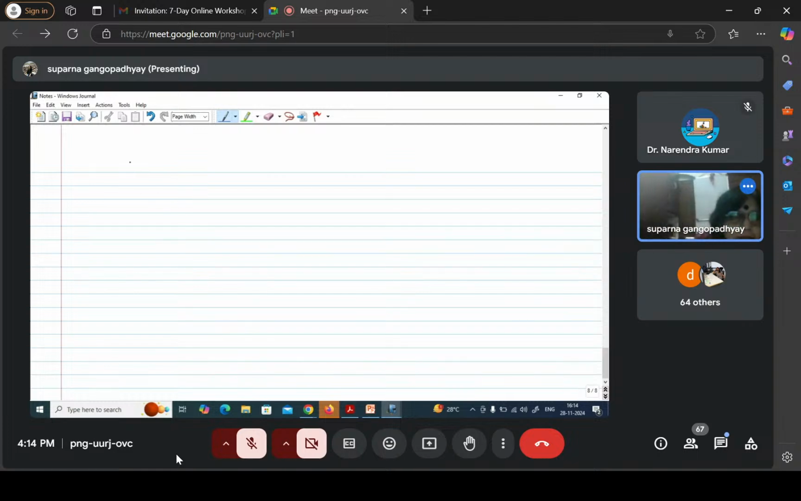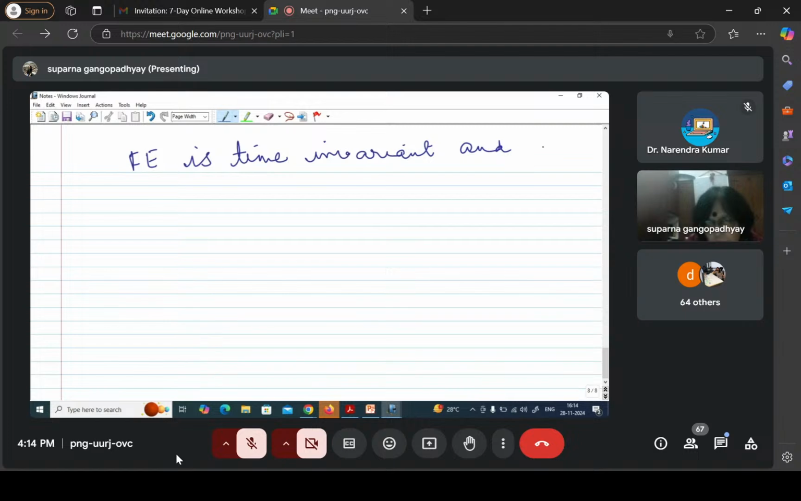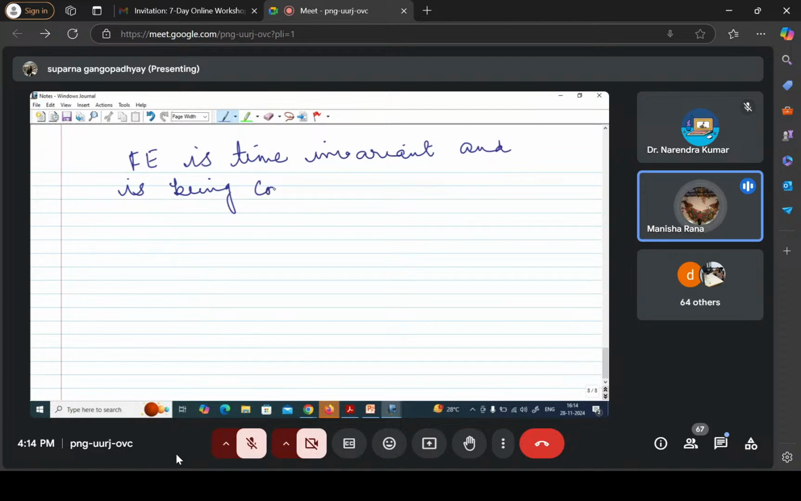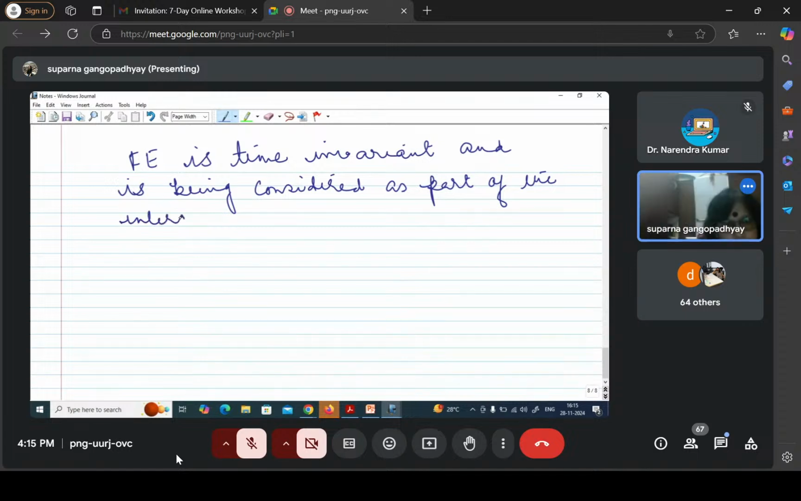So please remember, fixed effect is time invariant. Clear? Okay. And what I was saying, and being considered as part of the intercept. So this is the important thing.